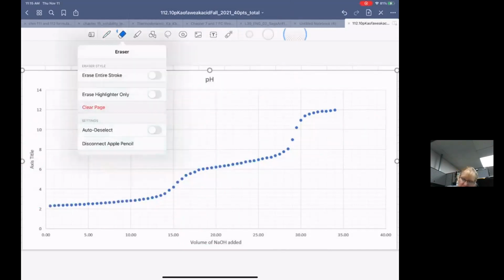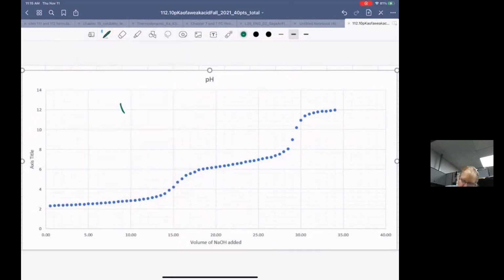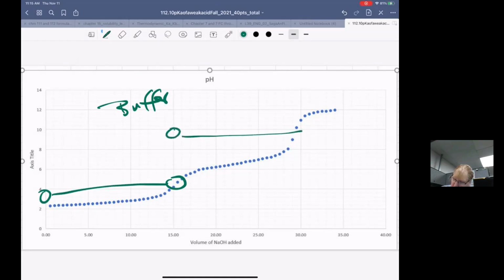We've got to do a couple more things on our labeling. We need to label where we have a buffer. Remember, our buffering region is anywhere between the beginning and the equivalence point. So we would have 2 buffering regions here, between here and here, where those open circles mean that that is an excluded area. So this would be a buffer. In through here, this would be a buffer. In here, we have our strong base in excess.